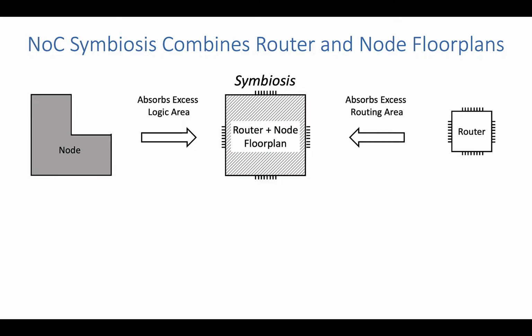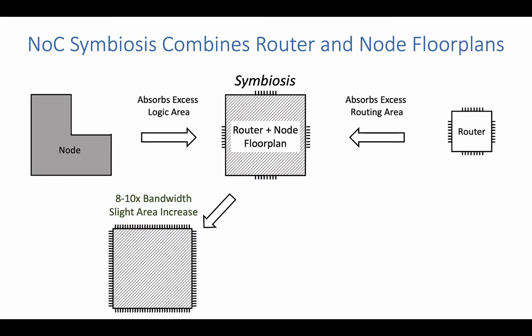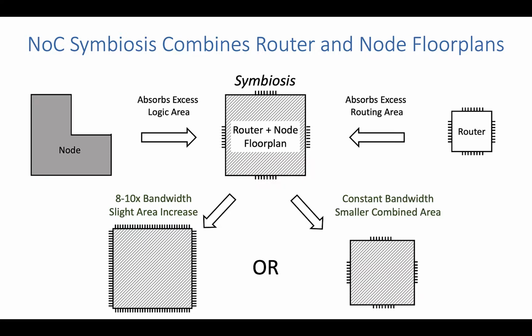Designers can choose between an order of magnitude improvement in bandwidth for a slight area increase, or designers can choose constant bandwidth for a smaller combined area. We will demonstrate this choice in our results. But first, I'm going to briefly recap how we discovered NoC symbiosis.